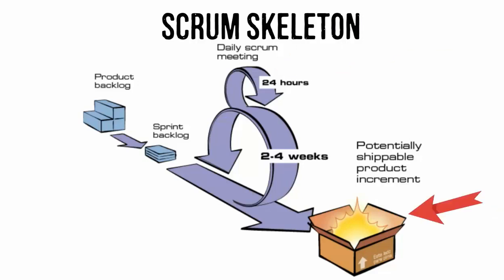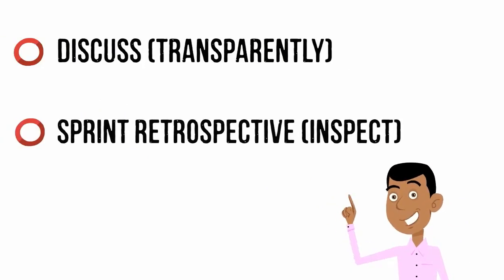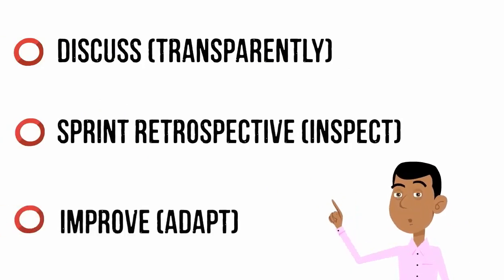The business can review the increment in a sprint review and then release the new features to the world if they so wish. The team then discuss, transparently, their progress during the sprint in a sprint retrospective, inspect, so they can improve, adapt on things that need improvement, or retain things that are going well.